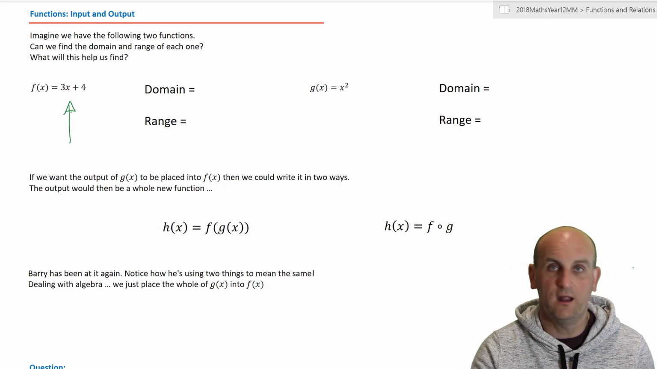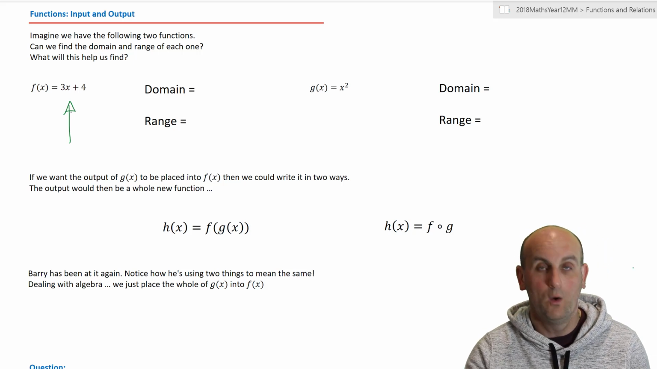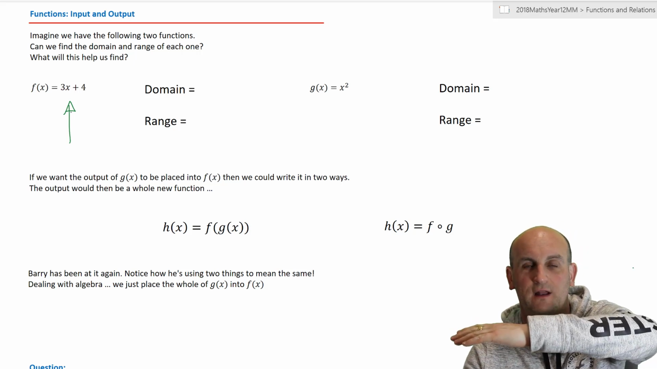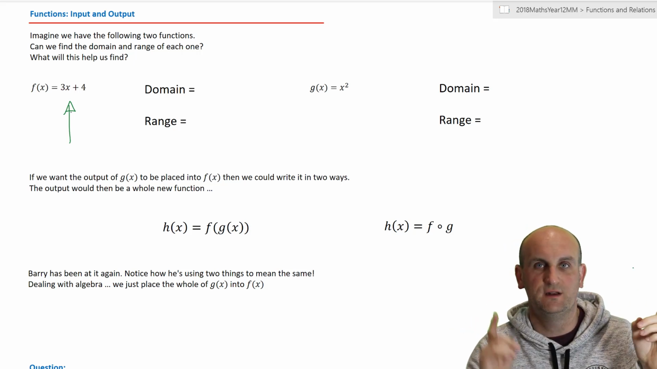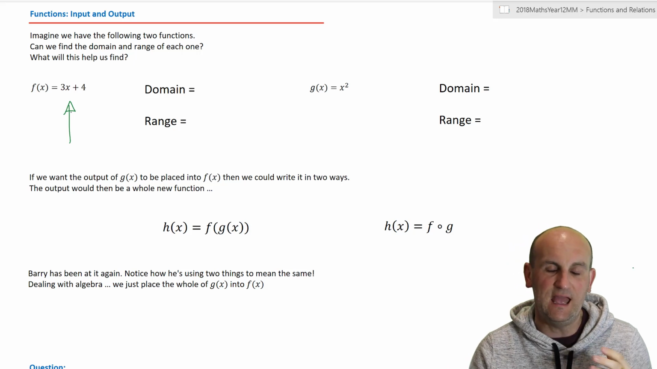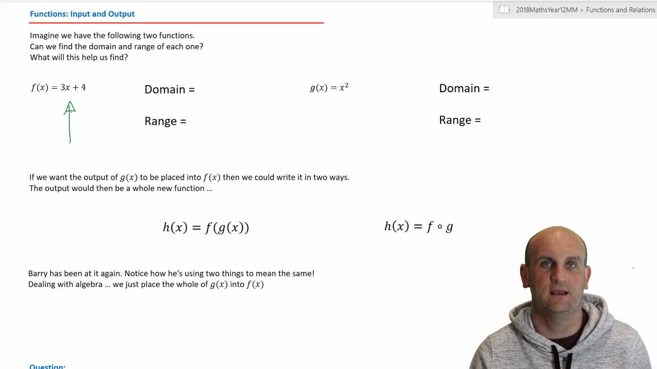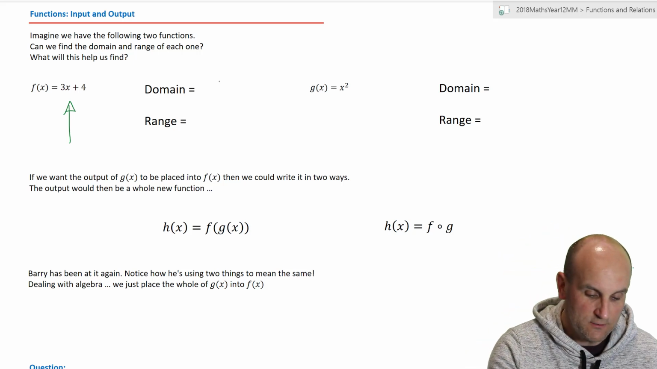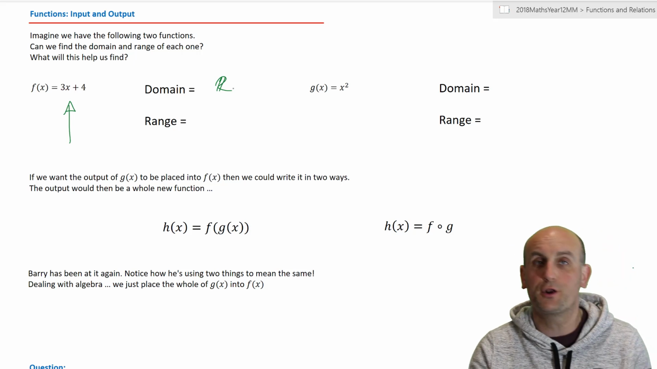So the one I've just highlighted there is 3x plus 4. What would be the domain of that? Now, just as a recap, domain is any x value that can go into that, from minus infinity to infinity. So is there any value that cannot go into 3x plus 4? Is there any value that I can't multiply by 3 and add 4 to? And the fact is, no. So my domain for that function is real.